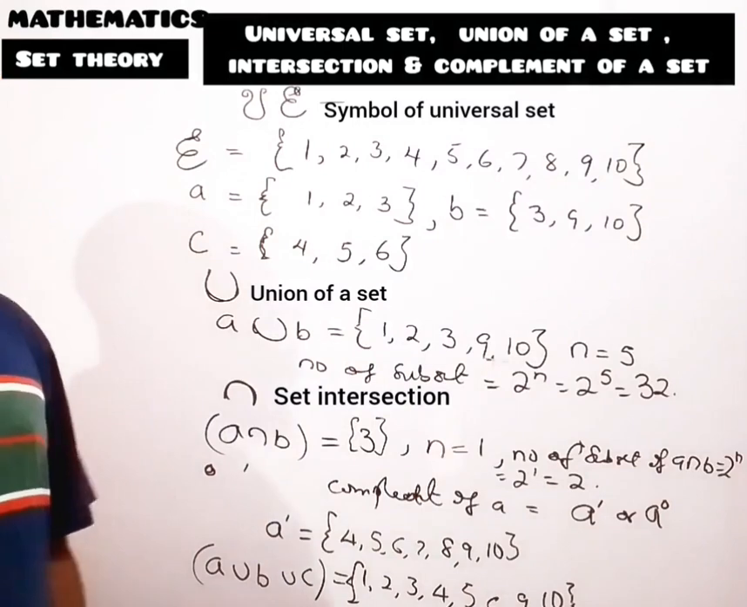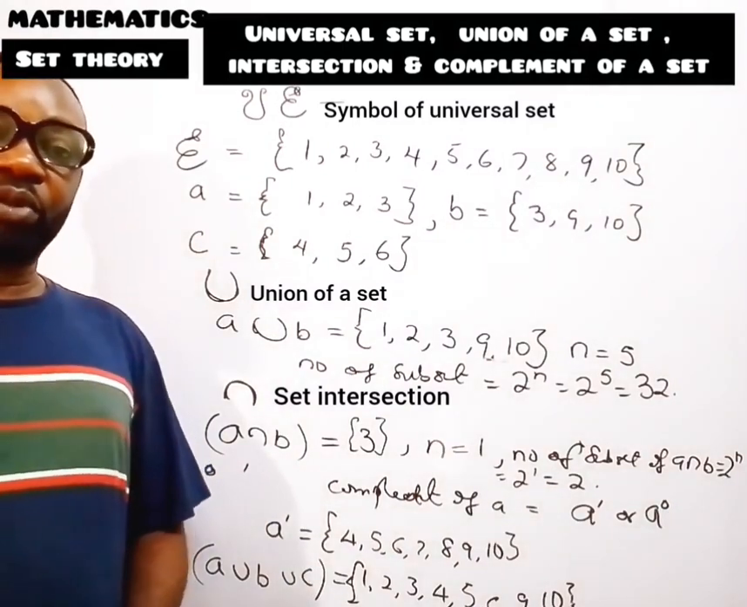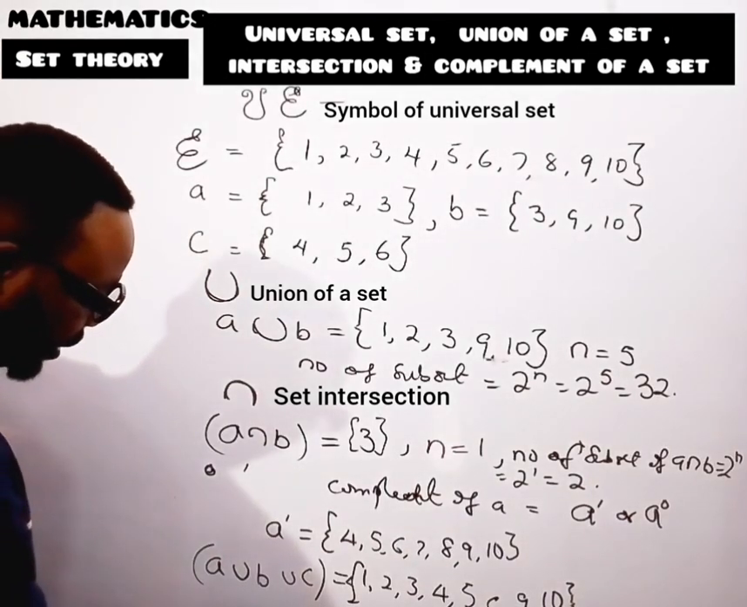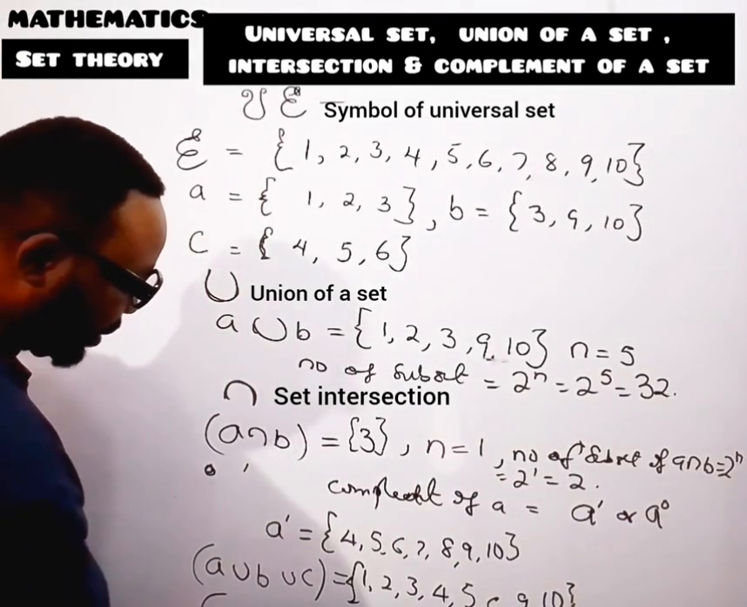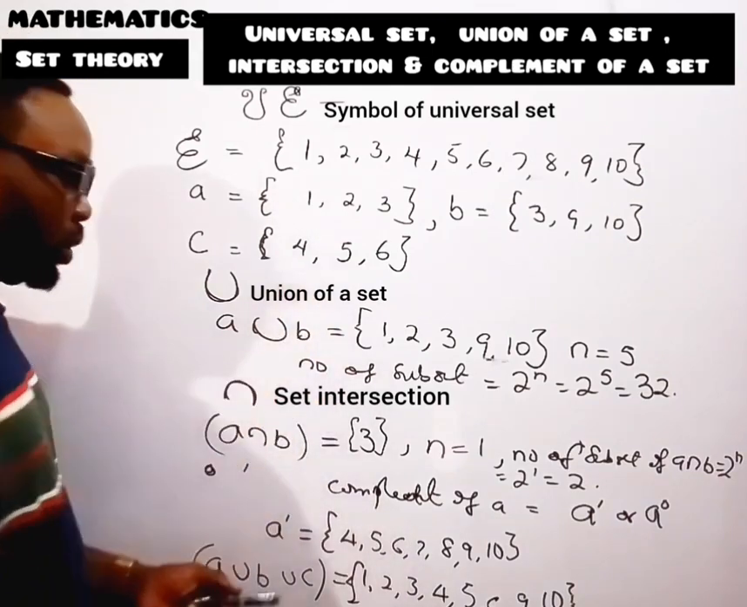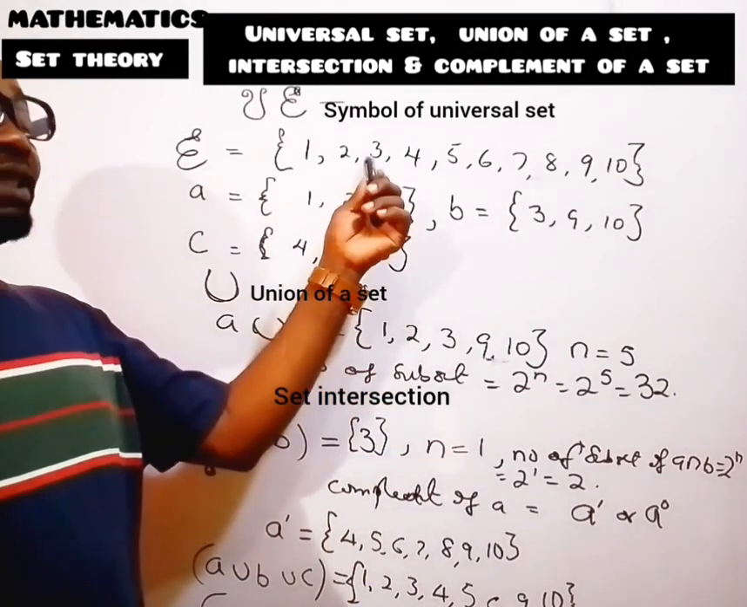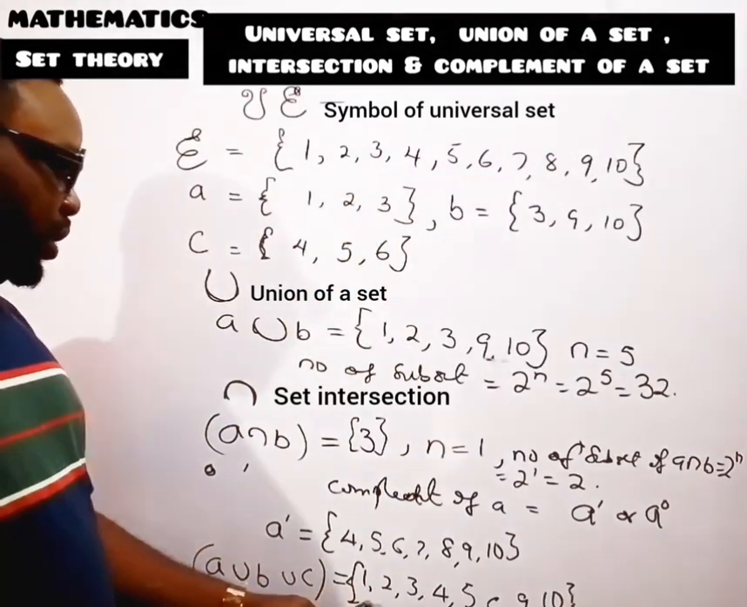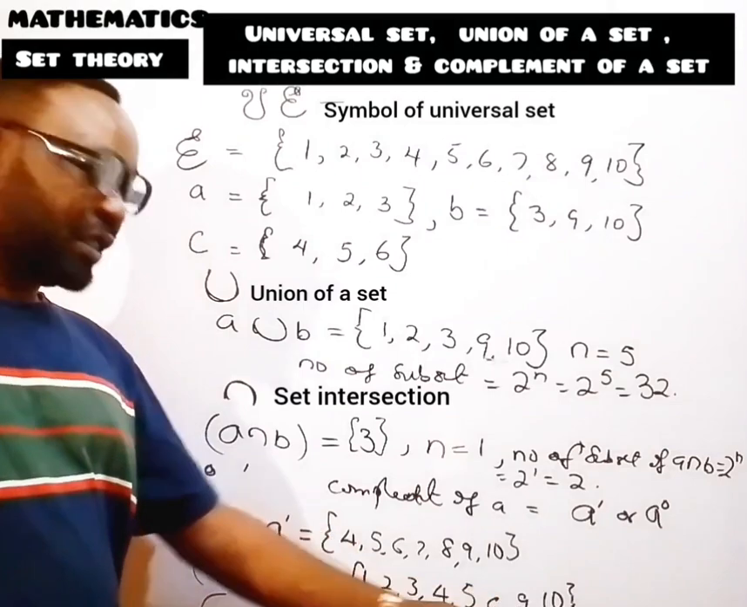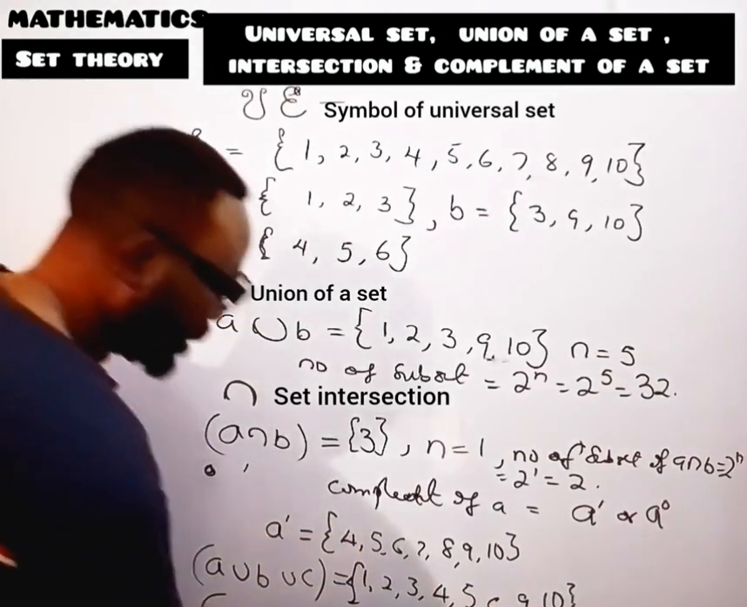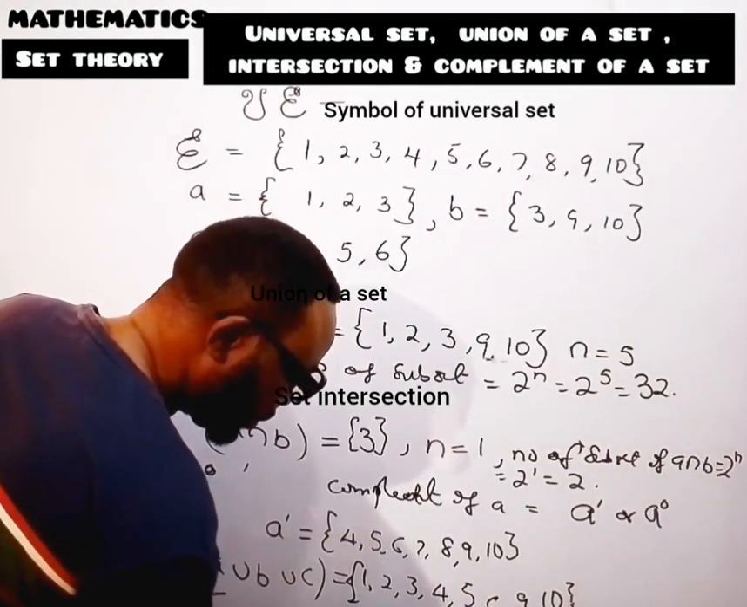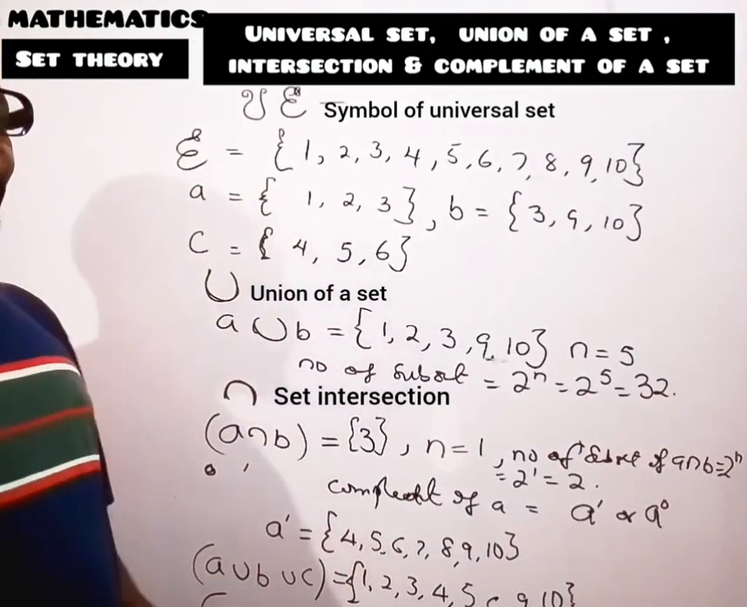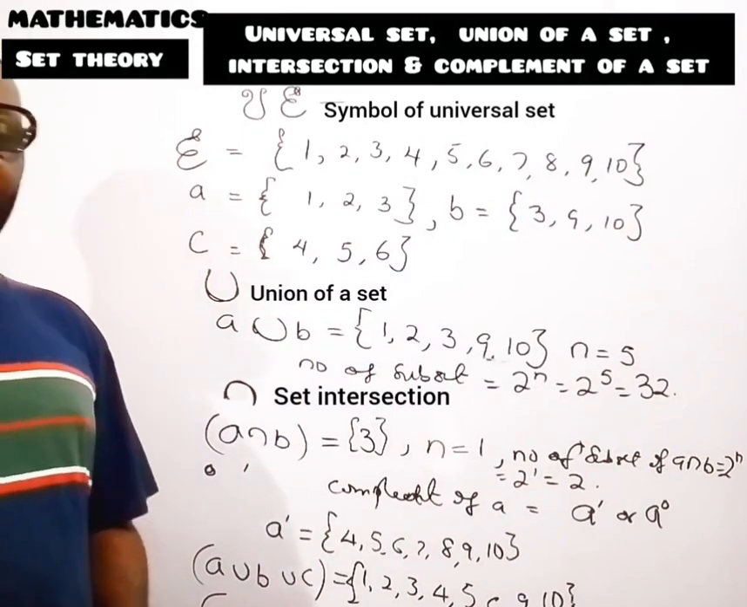For instance, a question can be thrown to you that you find the value of A union B union C complement. This will be equal to those values that are in the universal set but are not in this set that we have here. What are those values? Just 7 and 8. They are the ones that are not here. That is 7, 8. That is a complement of a set. That is what we mean by complement of a set.